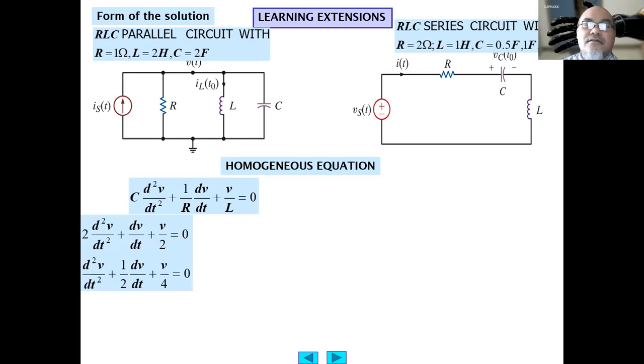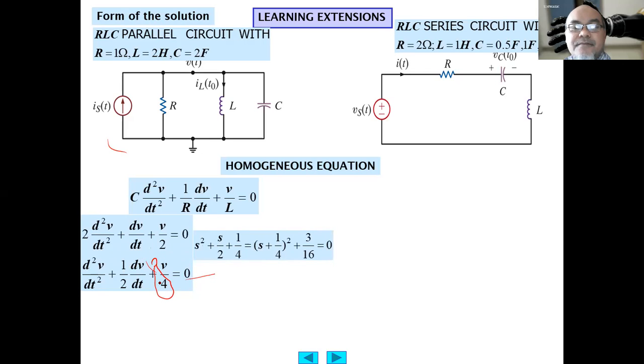So we insert the numbers for C, R, and L: 2 d²V/dt² + dV/dt, R is 1 ohm, plus V/2 equals 0. We divide by 2 to normalize the second order differential equation to become d²V/dt² + (1/2) dV/dt + (1/4) V = 0. So from here, 1/4 is the coefficient for the zeroth order term, and half is the term for the first order term.